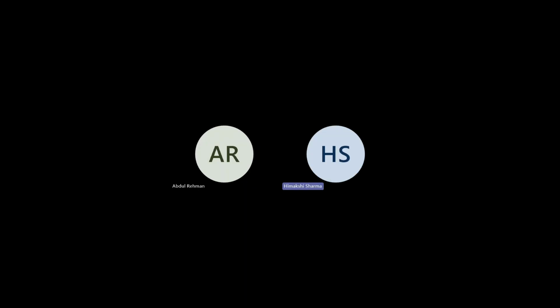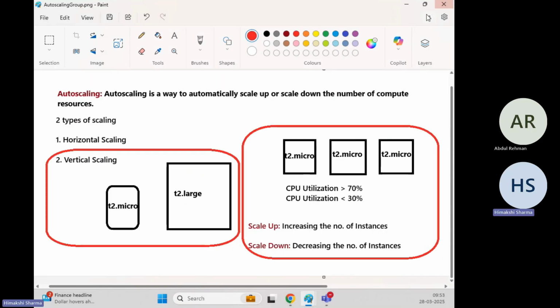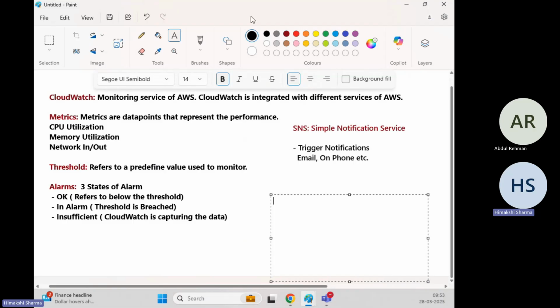So now we need to understand how these CloudWatch metrics, threshold, alarms, and SNS work together along with your autoscaling group. Before proceeding ahead, there is one more thing I would like to discuss, and that is your launch template. A launch template is a template which we can create.